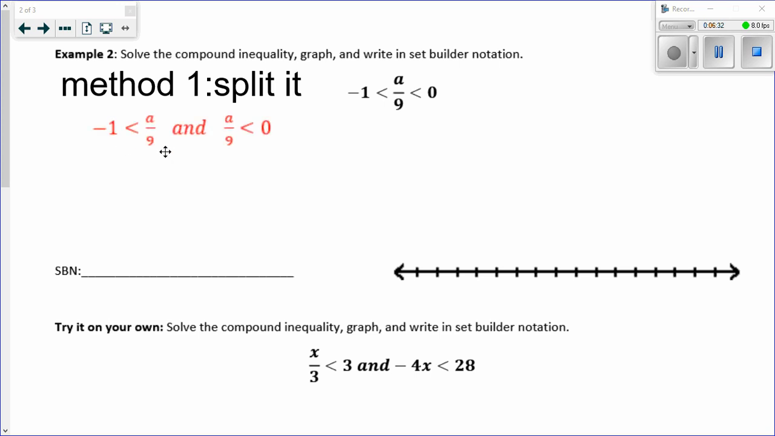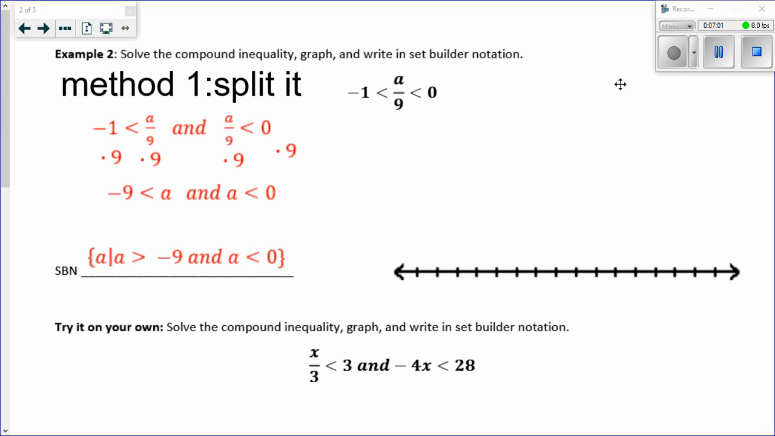So for this guy, I'm going to multiply both sides by 9. I get, oh, I forgot to do this one. Do that on this side as well. So I get -9 is less than a, and a is less than 0. Okay? And then I can go ahead and write it in set builder notation. I have to put the a in the front, so I just flip the inequality here. So a such that a is greater than -9 and a is less than 0.